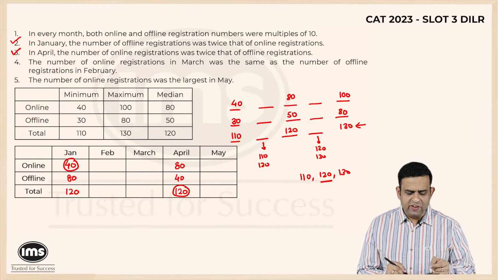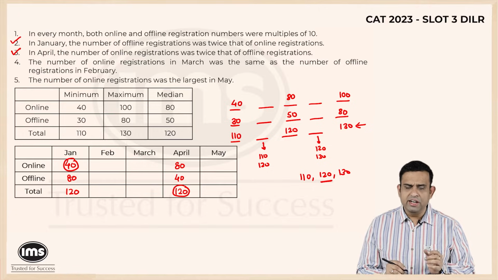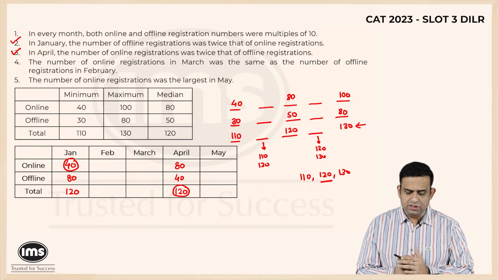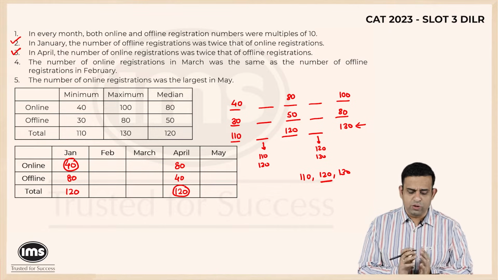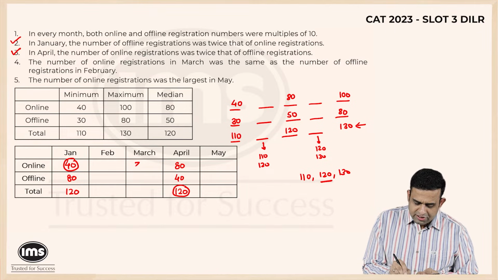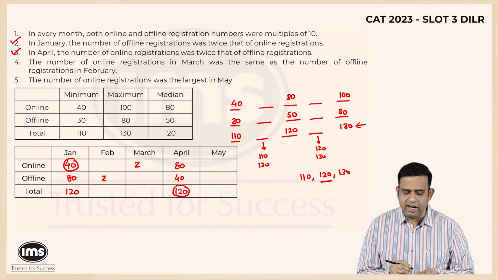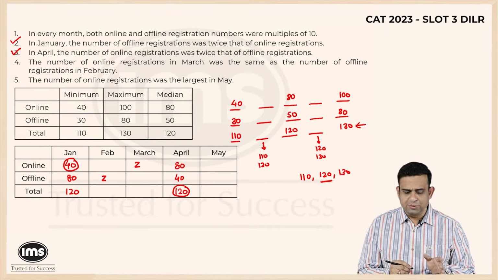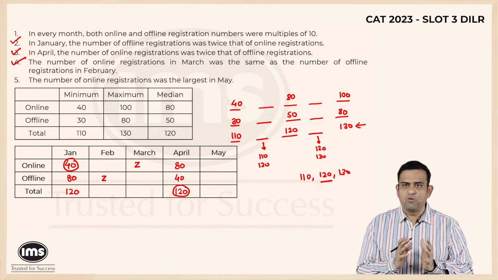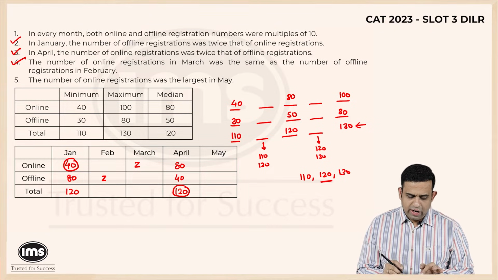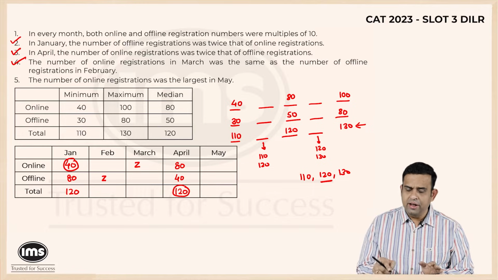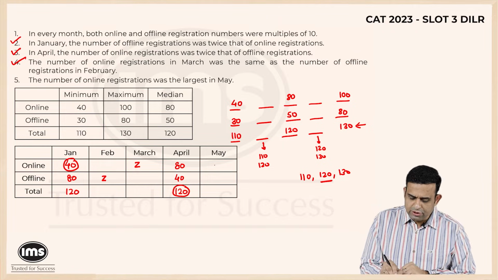Let's go further. If I look at point number 4, it says the number of online registrations in the month of March was the same as the number of offline registrations in the month of February. So these two basically are the same. Let me call it Z and Z right now. And the last point says that the number of online registrations was largest in the month of May. So if I look at the online, the highest was 100, and that happens in the month of May. So this May online becomes 100.